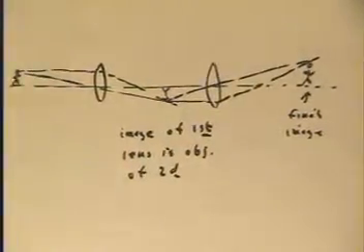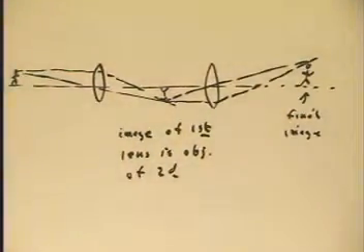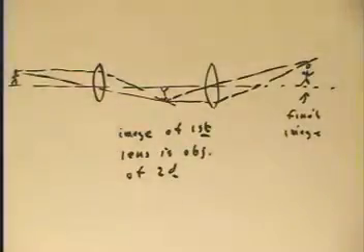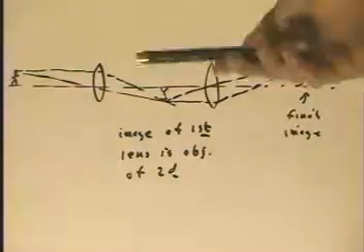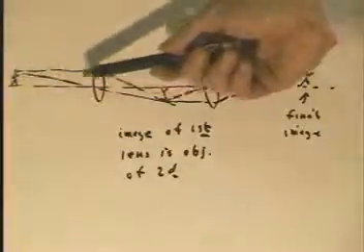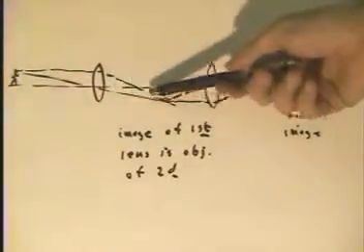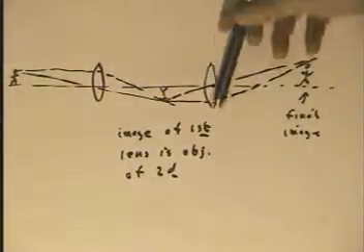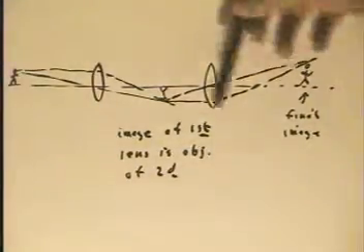Last thing we'll talk about in this lecture is what happens if you have two lenses. Let's see. If you've got two lenses, let's say you've got an object here and a converging lens that forms an image of that object at some point. And then you put another lens out here. Well, this is a real image.